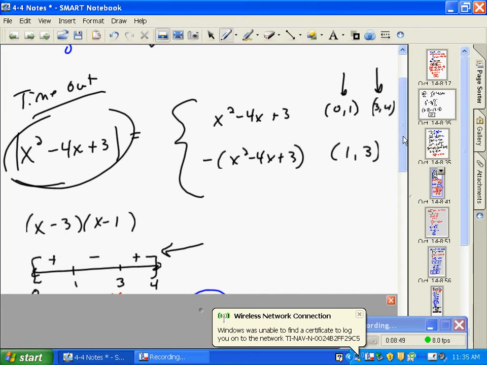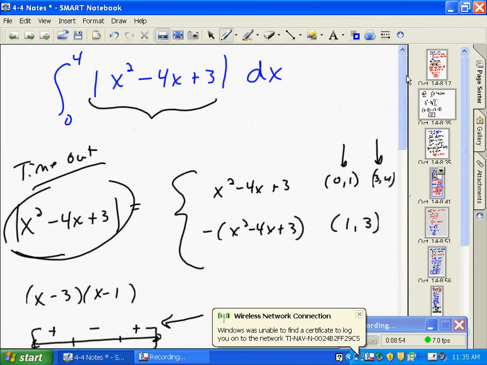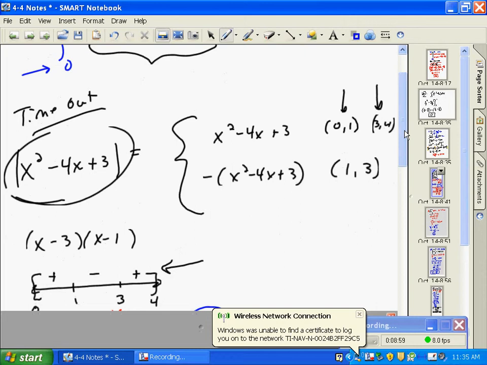And why am I using only up to 4? Maybe I need to address that issue. I'm going from 0 to 4. So I know between 0 and 1, and then again from 3 to 4, my integrand here is positive. But between 1 and 3, I know that it's going to dip below the x-axis, and that means it's going to be negative. So to take the absolute value of that, I'm going to have an opposite value of that.